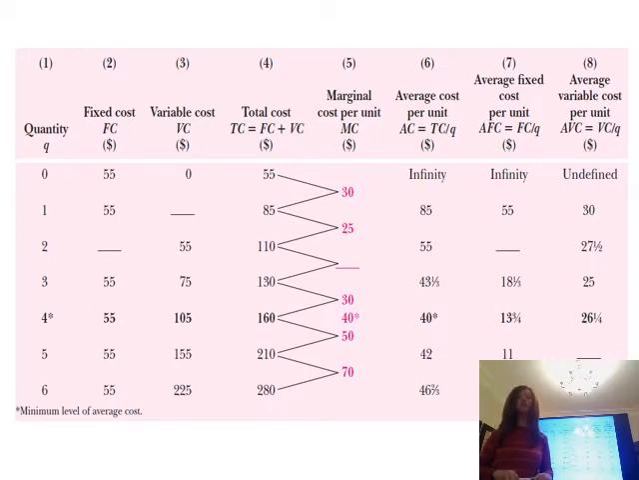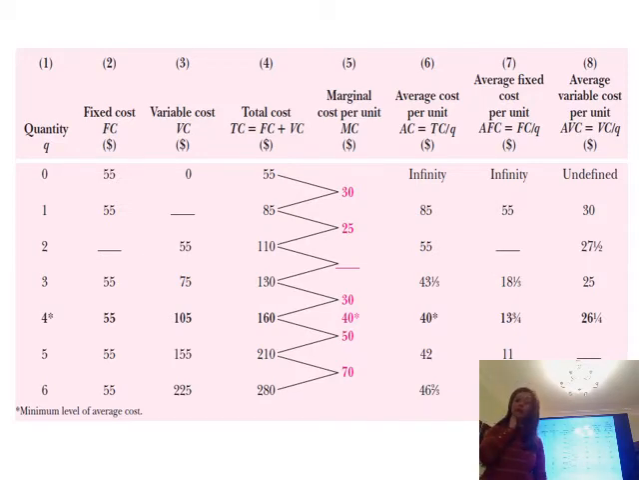How about the calculation of the marginal cost? What's marginal cost? The change in total cost divided by the change in the quantity. So if you take, for example, the first unit, okay, and you would like to calculate the marginal cost, it will be 85 minus 55, okay, which is the change in total cost, divided by the change in quantity, which is 1 minus 0, which is 1, because the quantity here is increasing by 1 unit. So the marginal cost of the first unit will be $30.